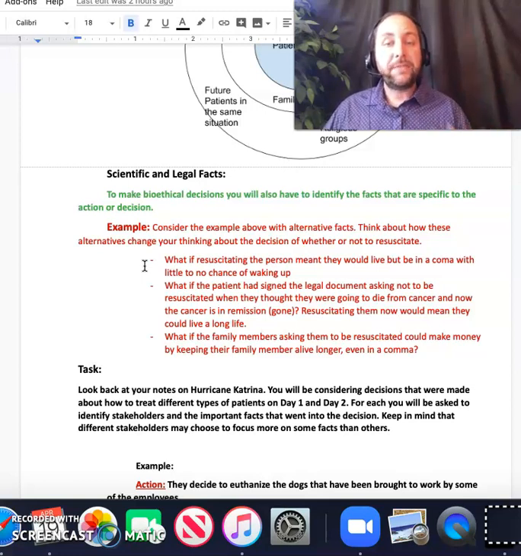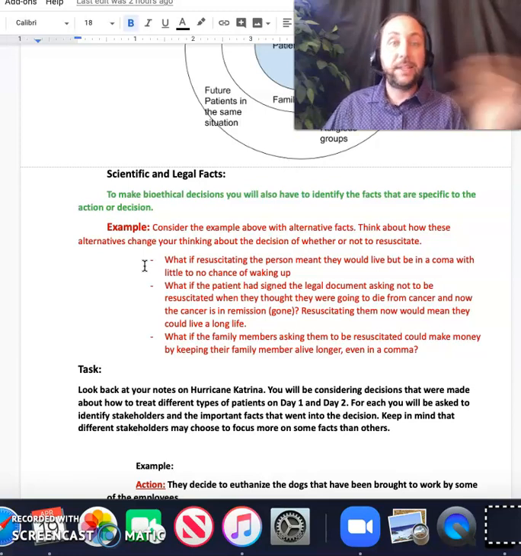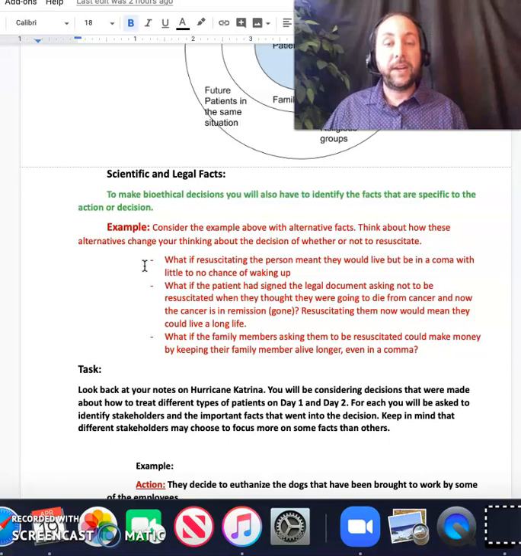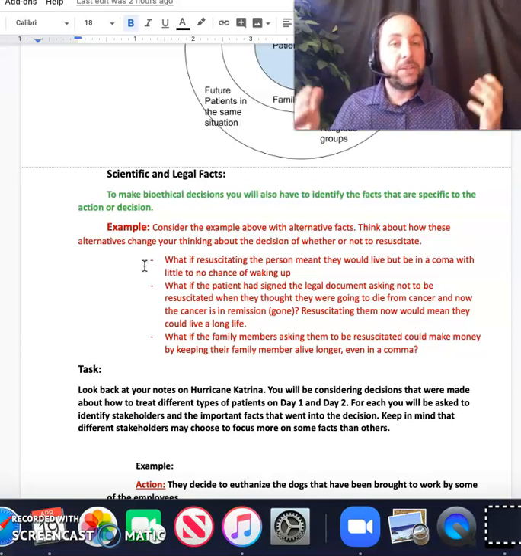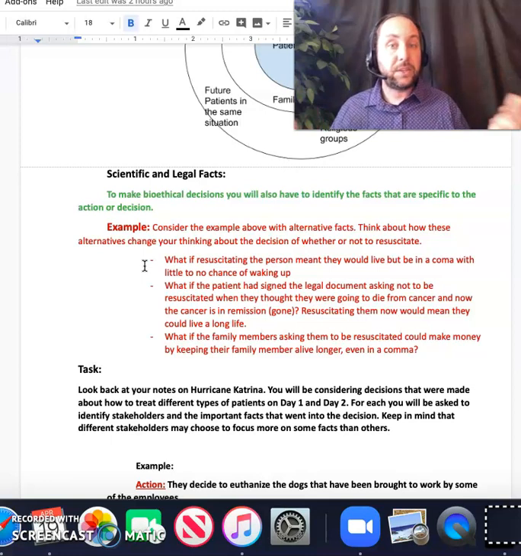Right? What if the patient had signed the legal document asking not to be resuscitated when they thought they were going to die from cancer? And now that cancer is in remission and they just haven't had time to legally remove that document, right? And if they were resuscitated now, they could still have a long life. Well, maybe we should resuscitate them then, right? Knowing that fact might matter. What if the patient was a minor, was a child, right? Does that affect the decision?